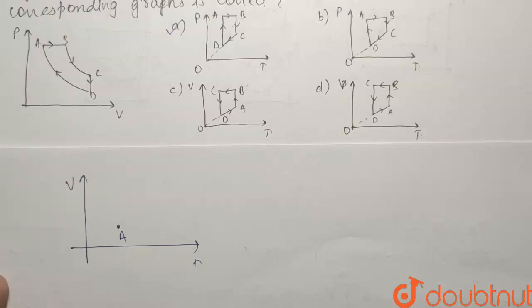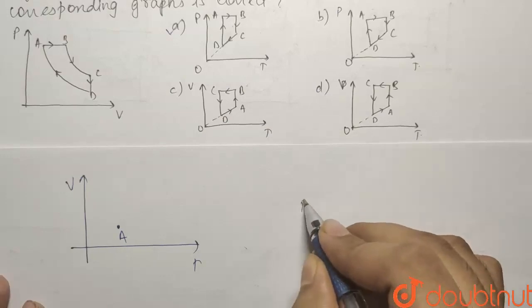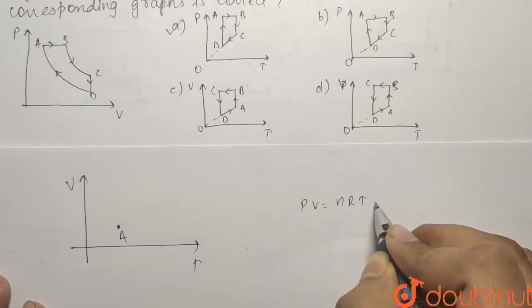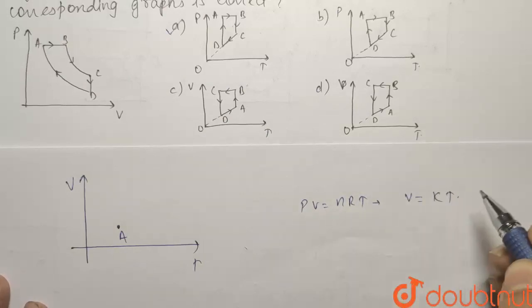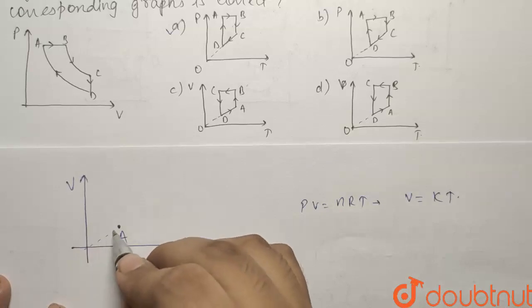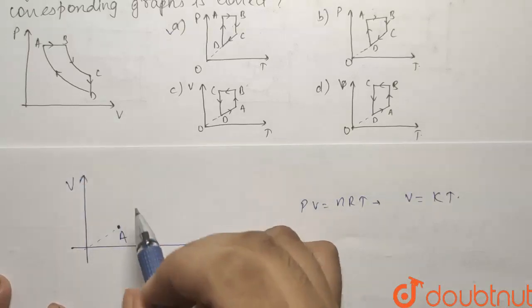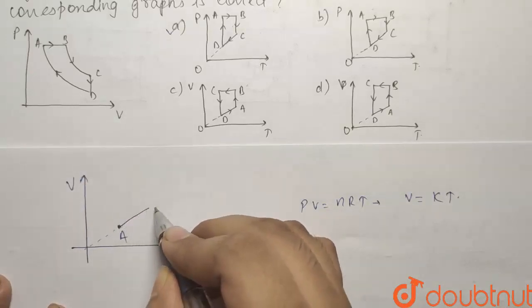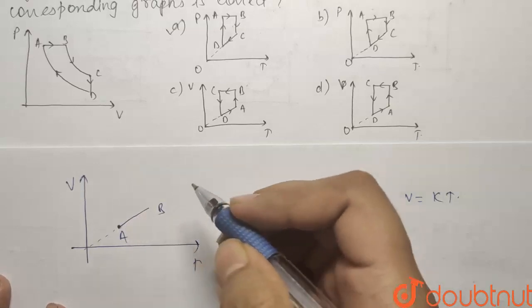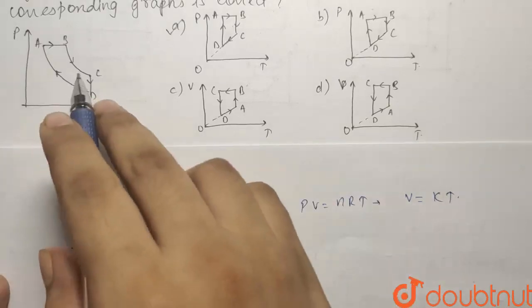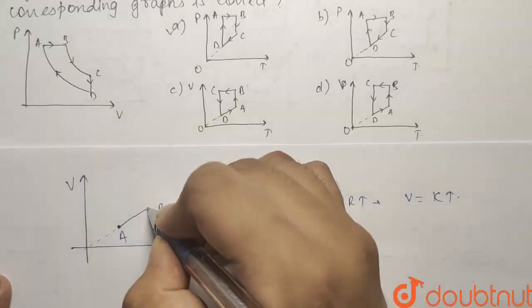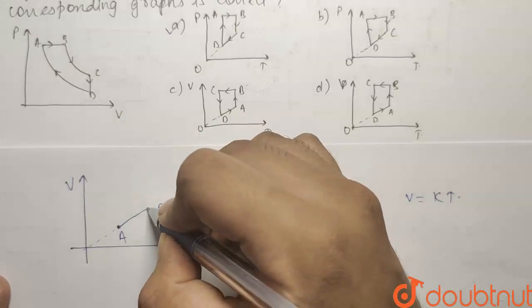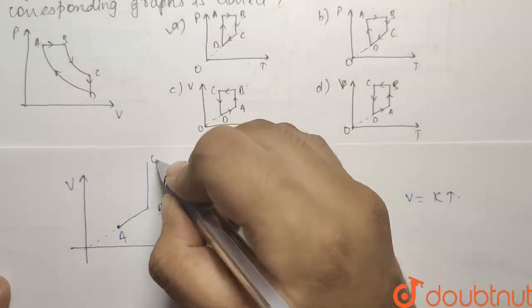pressure process. So if the pressure is constant, we know PV equals nRT, and from here the equation will become nR by P will be constant, so V equals KT. So it is a straight line passing through the origin, and the volume is increasing, so it would look something like this. This will be your new point B. Now if you talk about the process BC, it is isothermal, so temperature is constant and the volume is increasing, so our new point C will be somewhere here.